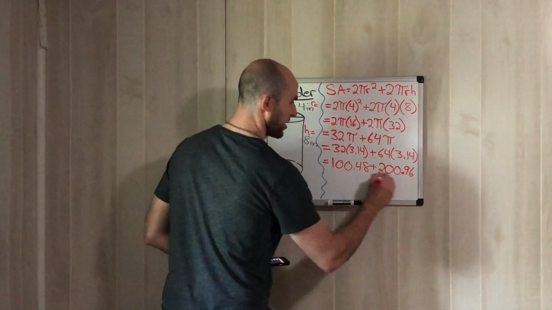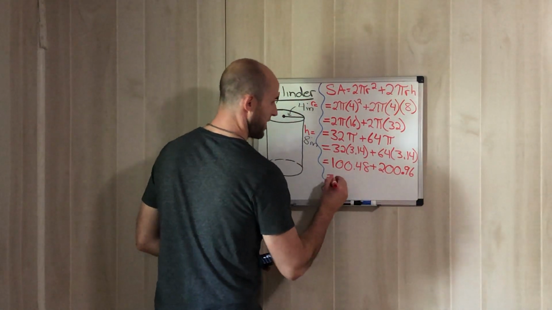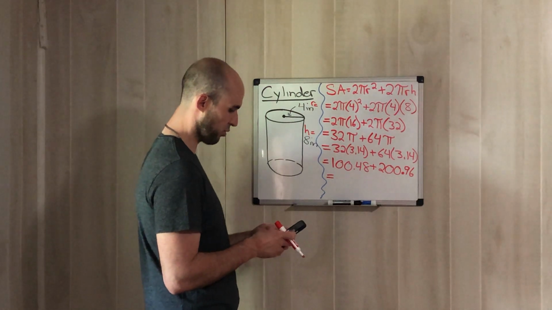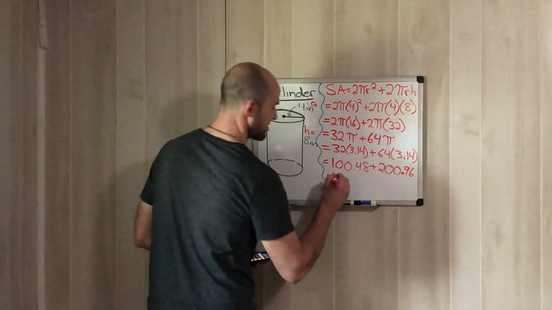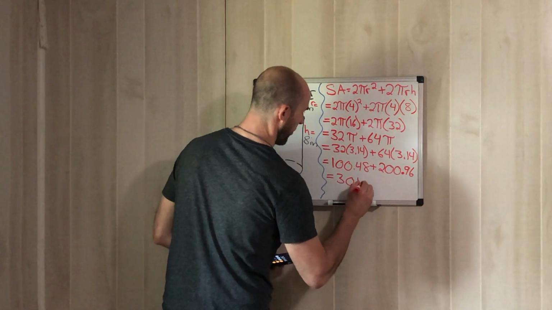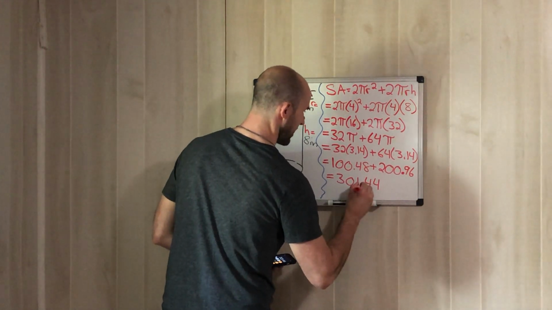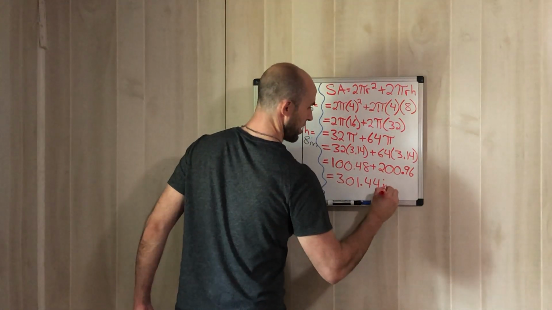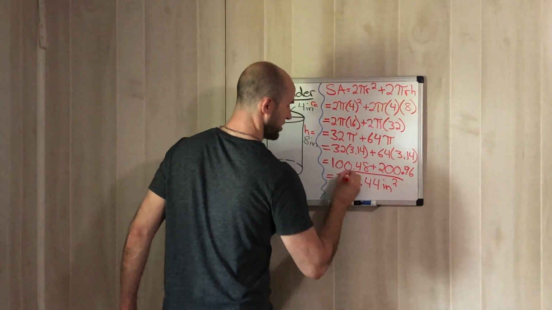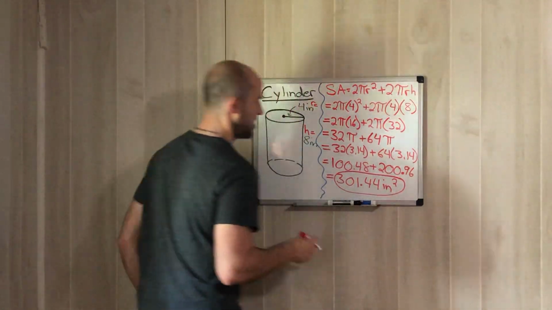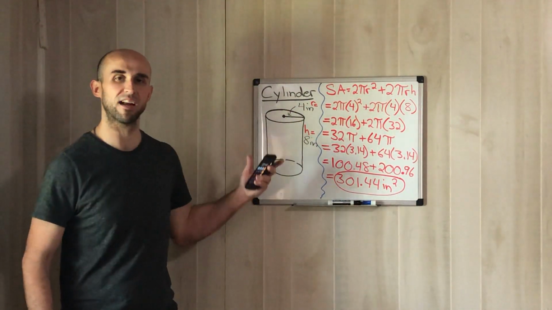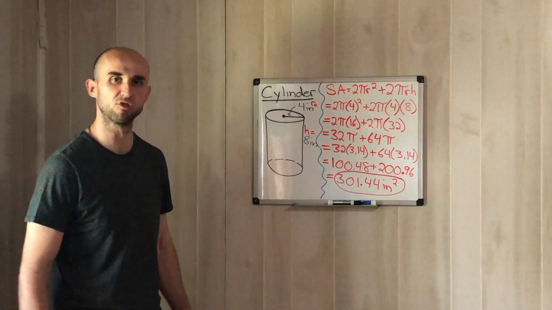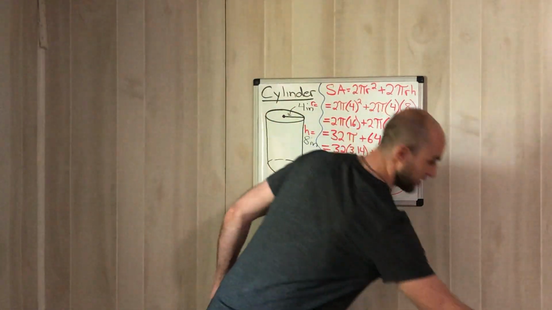And now the last step we're going to do is just add those two numbers up, right? We have 200.96 plus 100.48, which gives us 301.44. And again, since we're talking about surface area, it's going to end up being inches squared. Every time you're dealing with surface area, it's always squared. So for this cylinder, we know that the outside of that cylinder, the outside of that can, would have that much material, 301.44 inches squared.